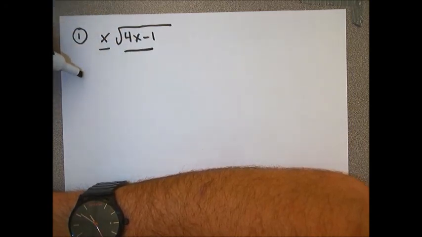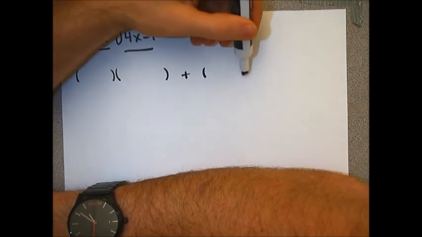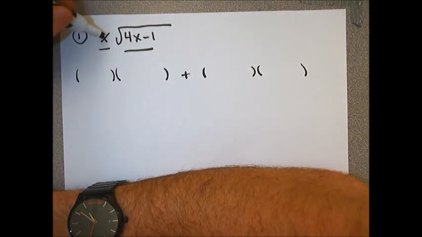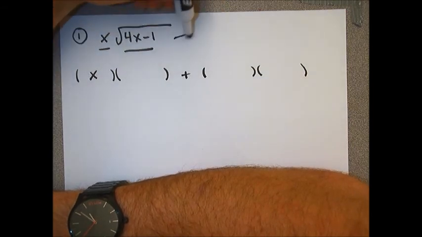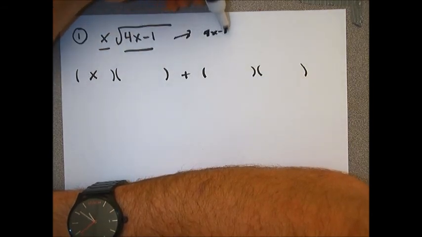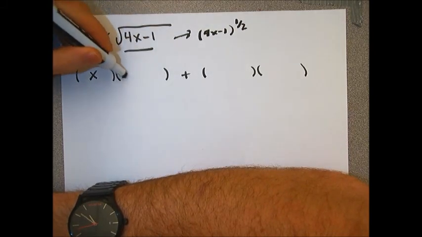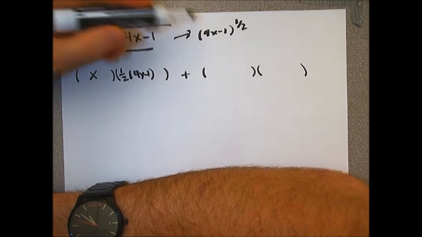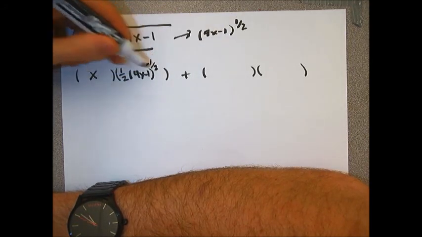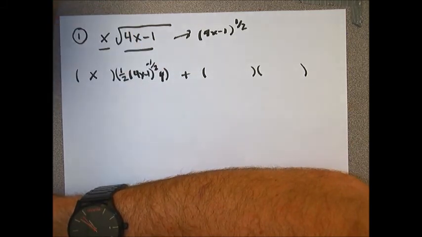So we want to think of this as 1, 2, 3, 4. So it's going to be first times the derivative of the second. So we want to think of the second as 4x minus 1 to the 1/2. So when we derive that, it's 1/2. Keep it. Drop it by 1, so 1/2 goes to negative 1/2. And then the derivative through the chain rule is times 4.